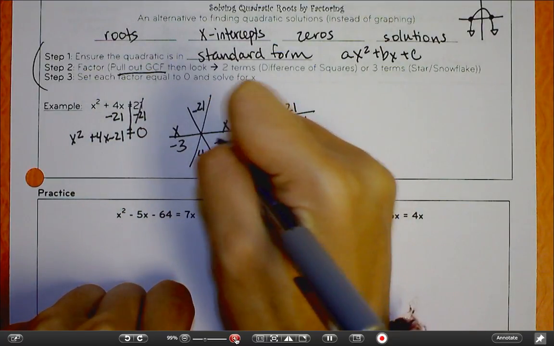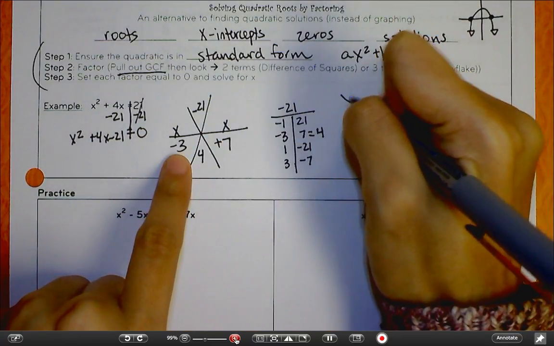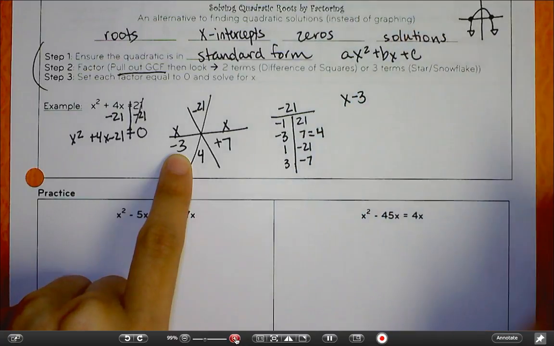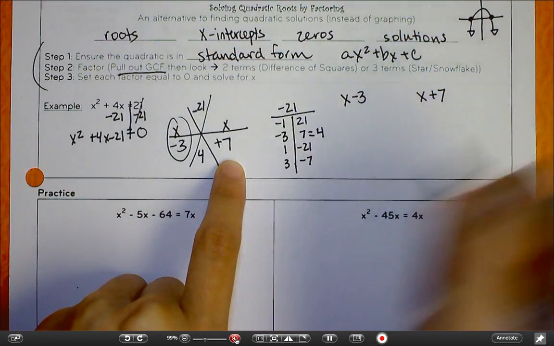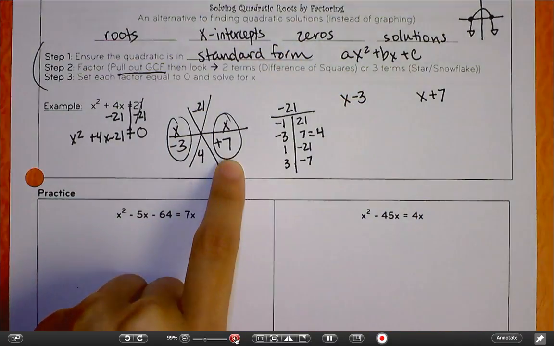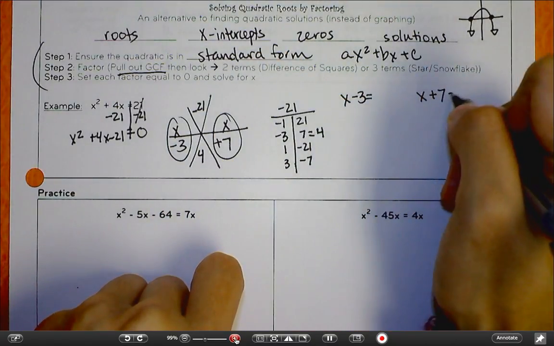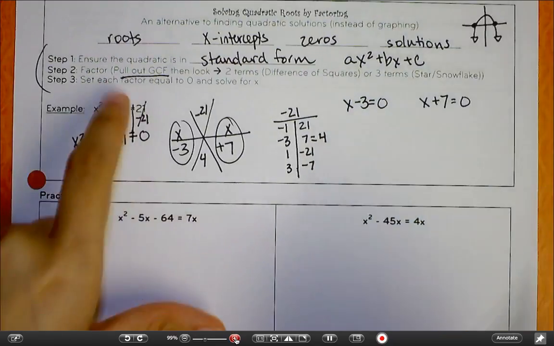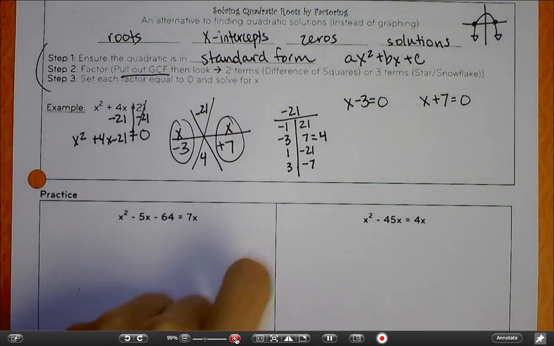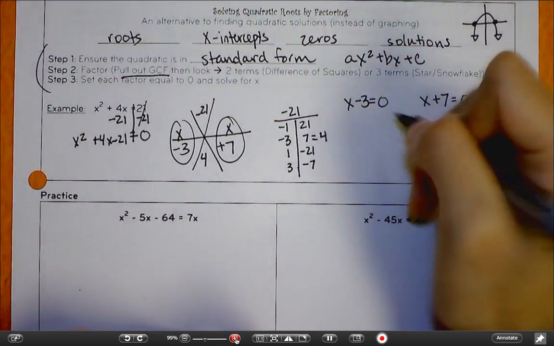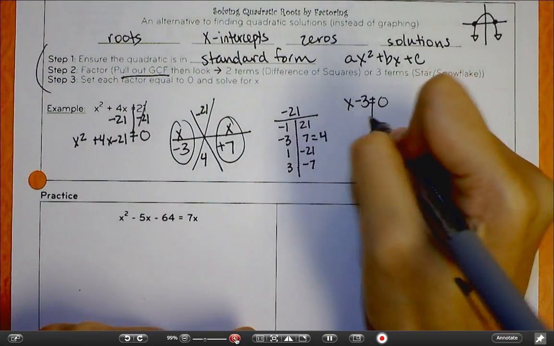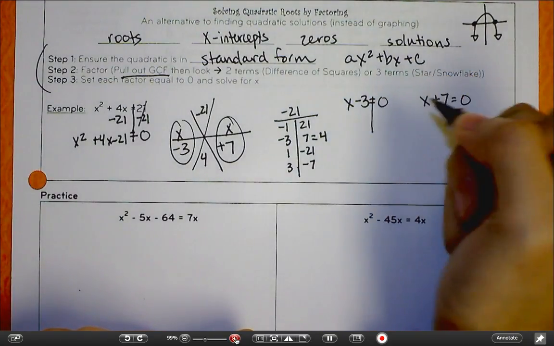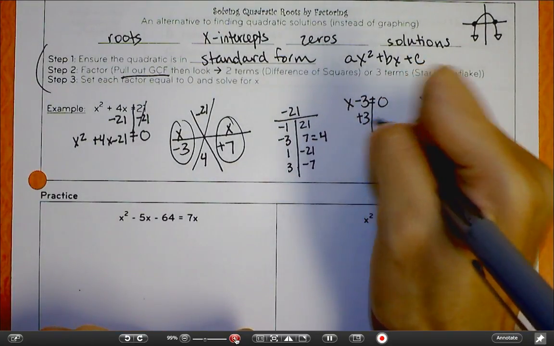Let's go ahead and fill in the rest of the snowflake. Minus 3 plus 7. My first factor is x minus 3. My second factor is x plus 7. I'm going to set them both equal to 0. I'm on my third step now. And finally, solve for x. It's an equation, and I'm going to solve for x by using inverse operations. So if I'm subtracting 3, the inverse of that is adding. I'm going to add 3 to both sides.